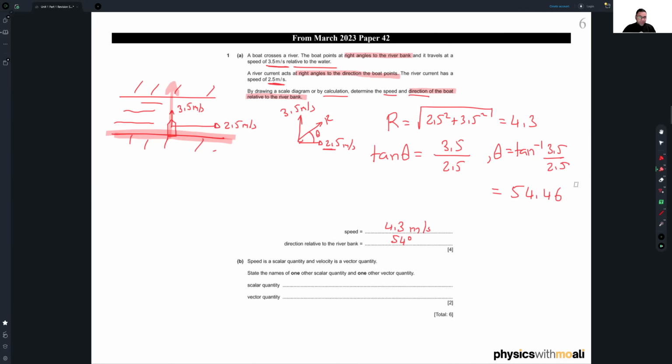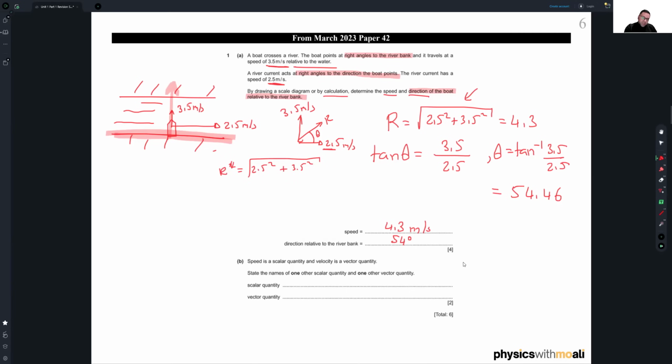Always. So again, how did we get the velocity? Velocity equals square root the two components squared. That's Pythagoras. I just used Pythagoras here. R squared equals 2.5 squared plus 3.5 squared. And then I square rooted it. That's the word.